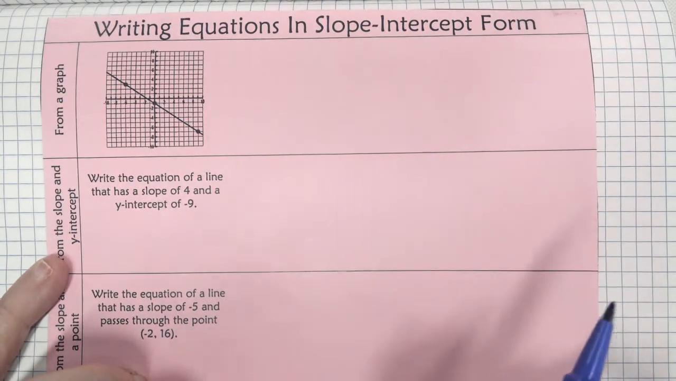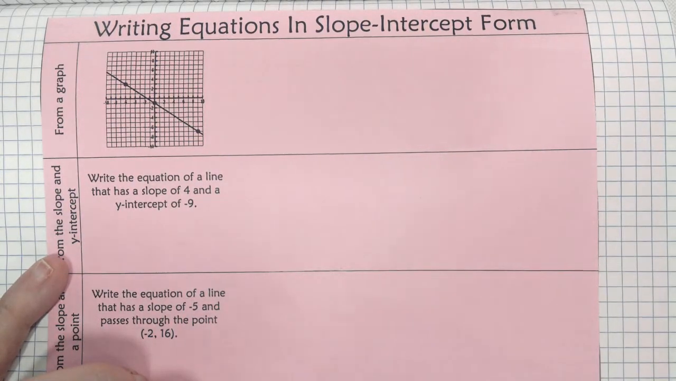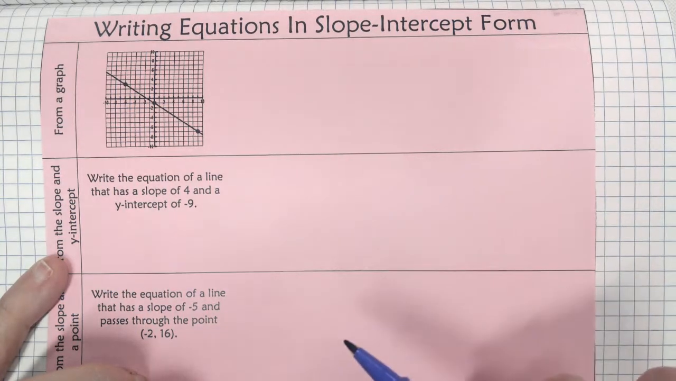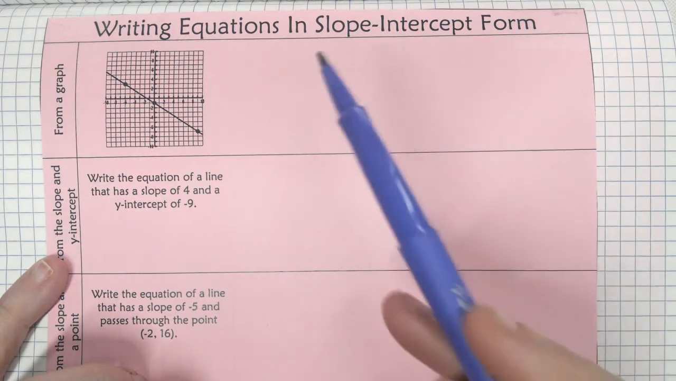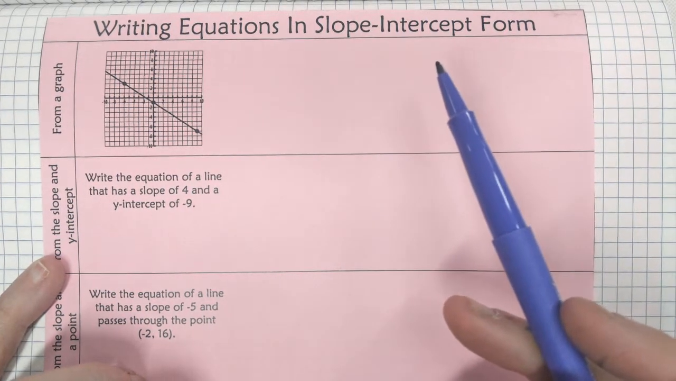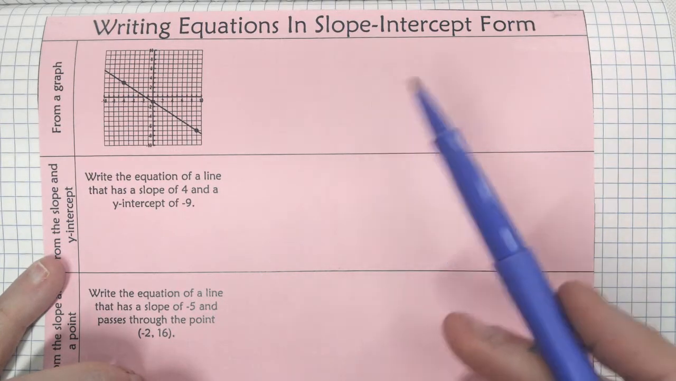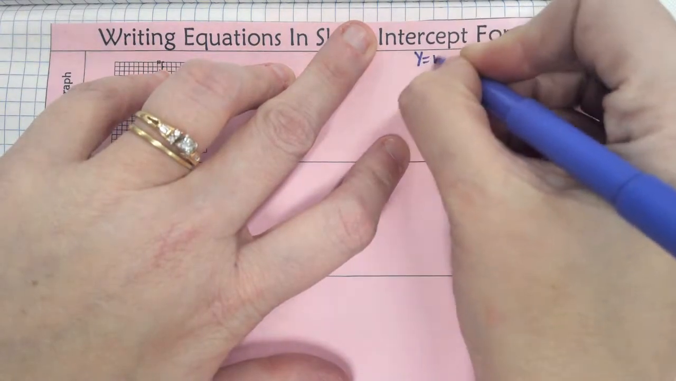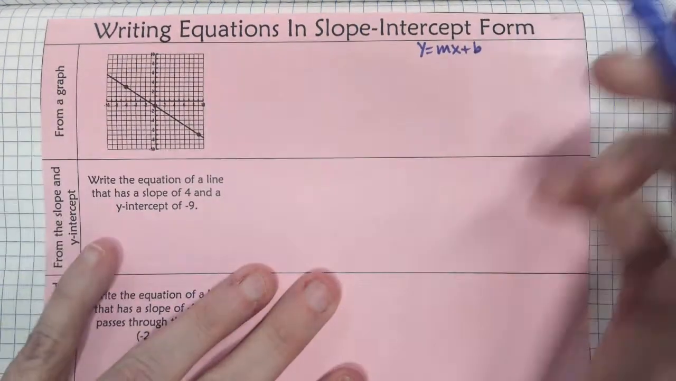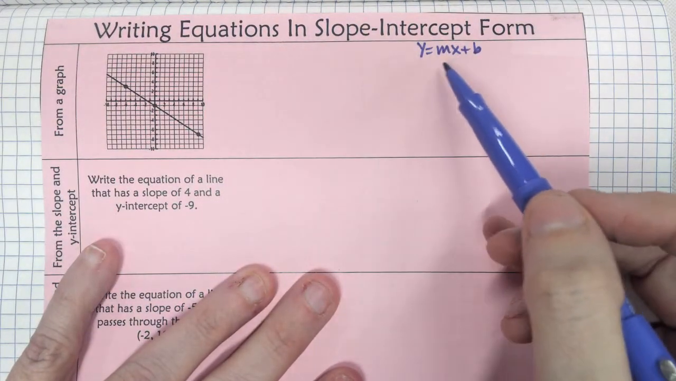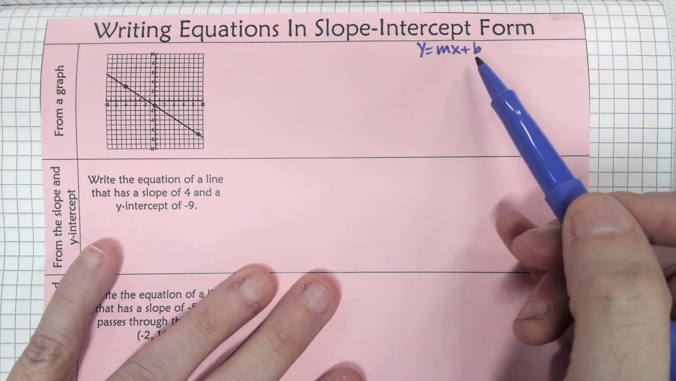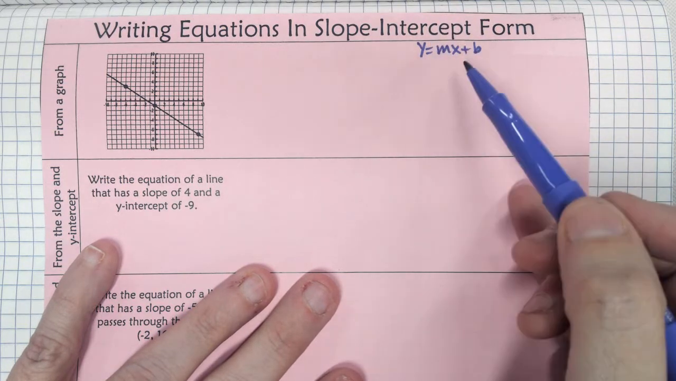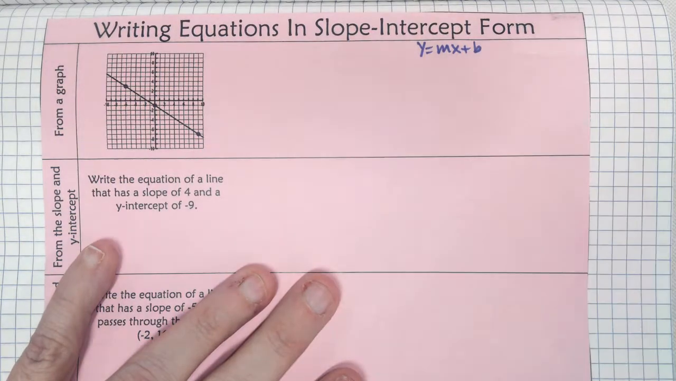For the last several days in class, we've been learning about finding slope and finding y-intercept. So now we're going to put them together into slope-intercept form. We've actually talked about slope-intercept form in our classes before. The form is y equals mx plus b, where m is the slope and b is the y-intercept. So all we're doing is putting the slope in for m and the y-intercept in for b. That's all we're doing.